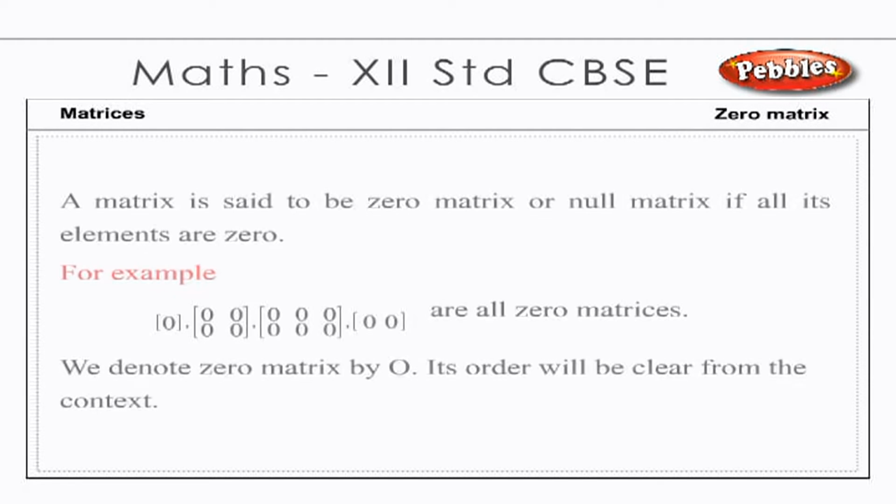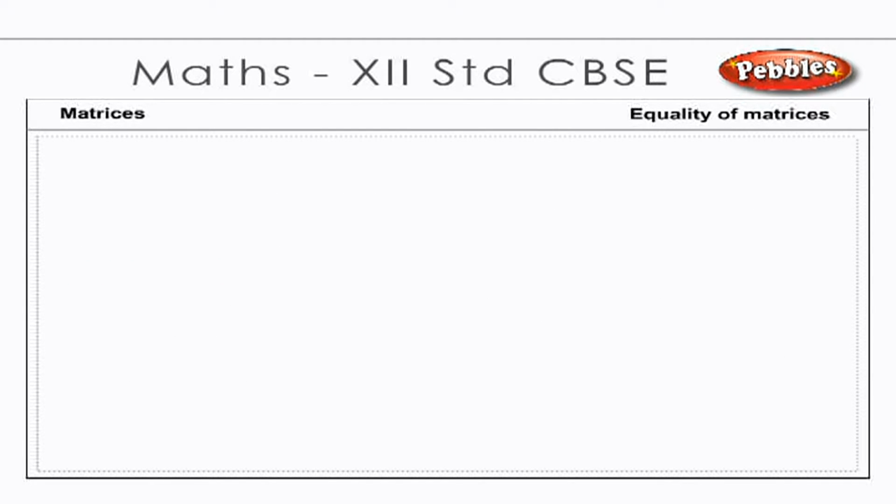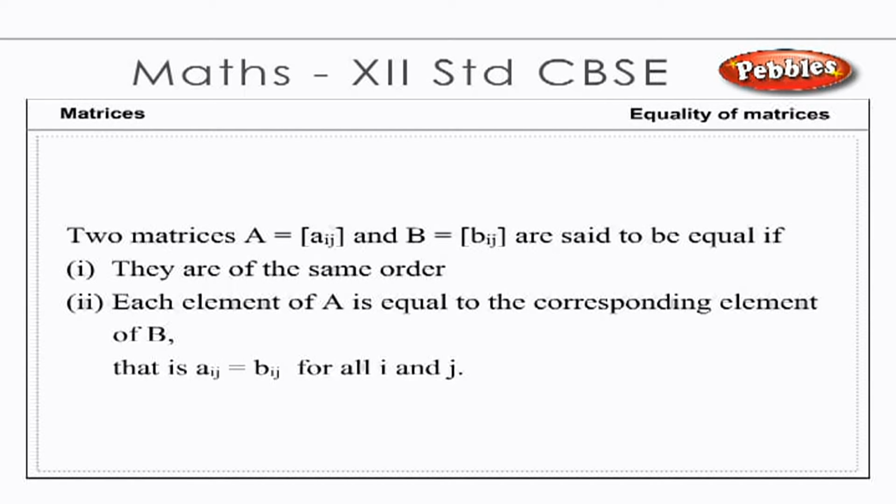Zero matrix. A matrix is said to be a zero matrix or null matrix if all its elements are zero. We denote the zero matrix by O. Its order will be clear from the context. Equality of matrices. Two matrices A = [a_ij] and B = [b_ij] are said to be equal if, 1. they are of the same order, and 2. each element of A is equal to the corresponding element of B. That is, a_ij = b_ij for all i and j.